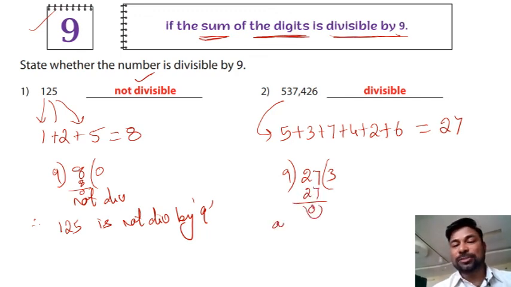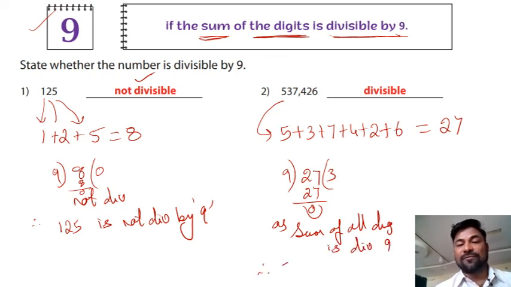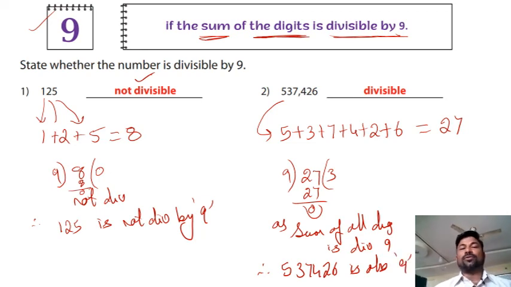So as the sum of all digits is divisible by 9, therefore we can say 537426 is also divisible by 9. So this is the tricky part. We have learned all the divisibility rules from the start to 6, 7, 8 and 9. We'll come back with other videos explaining the divisibility rule for the other numbers. Hope you are able to understand.